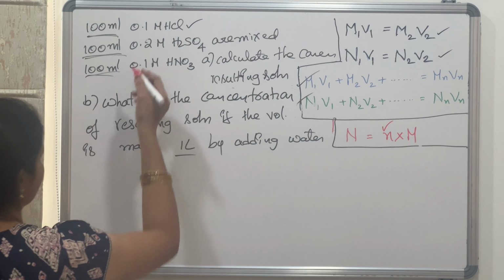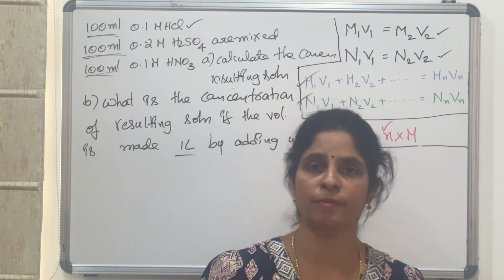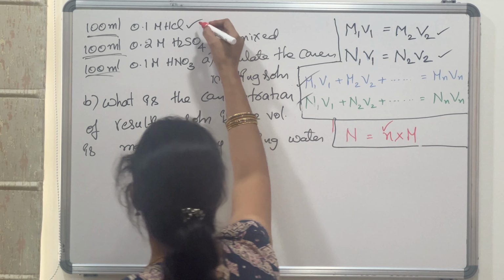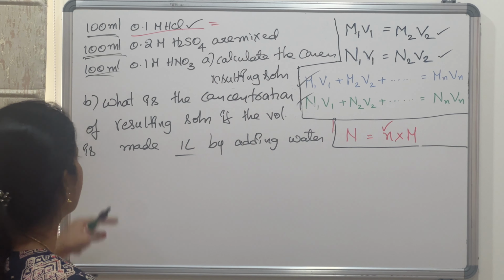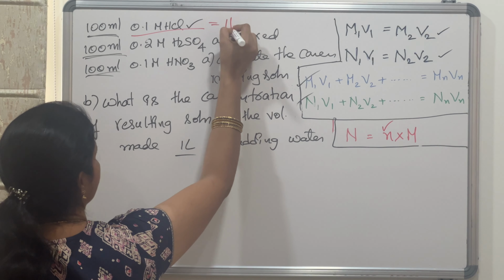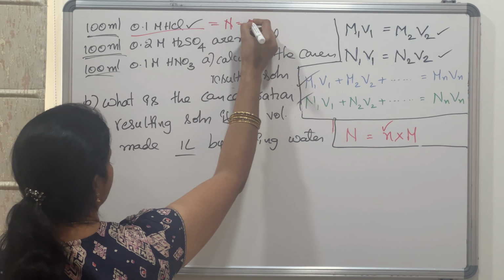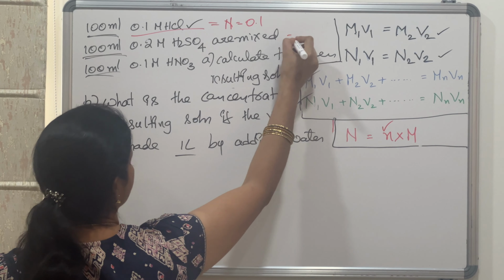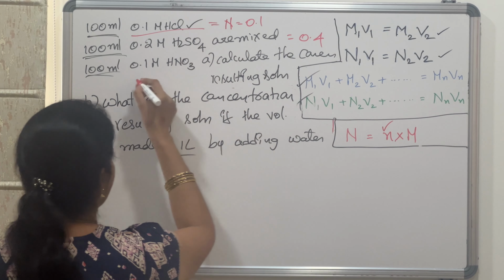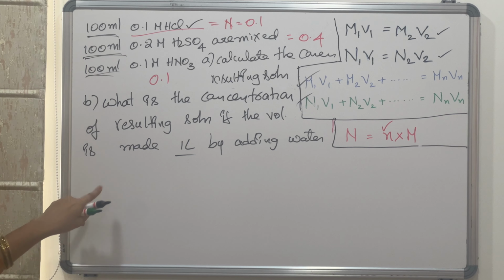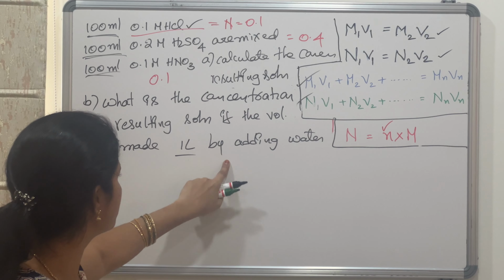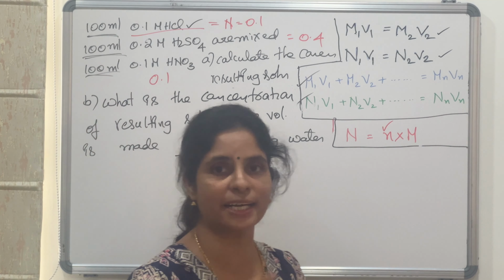So here everything else is same. You need to convert this into normality. Here already we have done this in the first bit. So normality is equal to, here n factor, it is 0.1 and it is 0.4 and here it is 0.1 again. Okay. Now here volume has changed to 1 liter, means here 1000 ml.